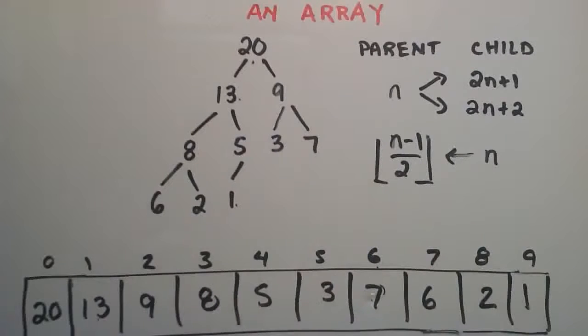but we need a way to let our program know what the relationship is between the parent and the child. So it's really easy to see in this tree structure, but not so easy to see in this array structure.